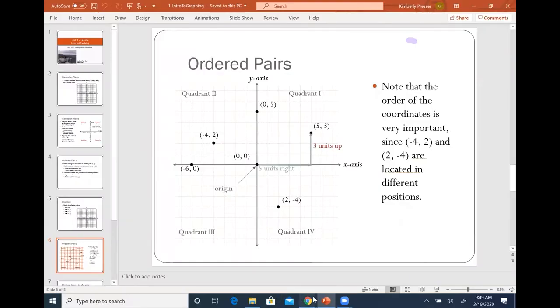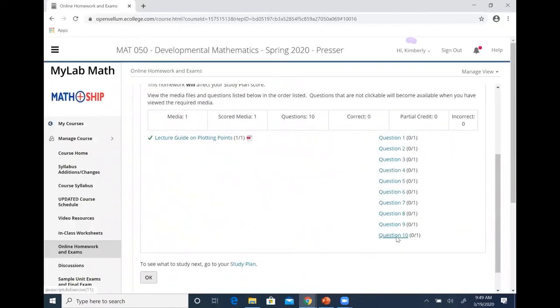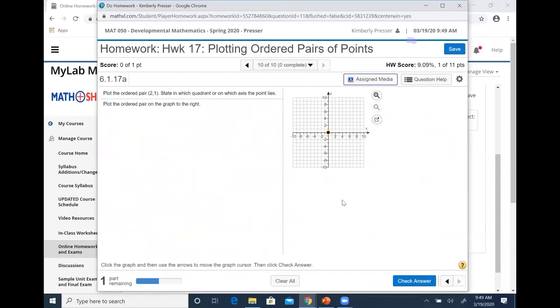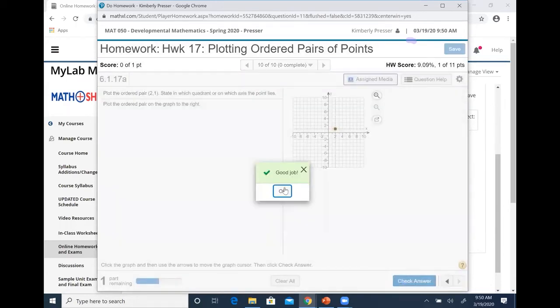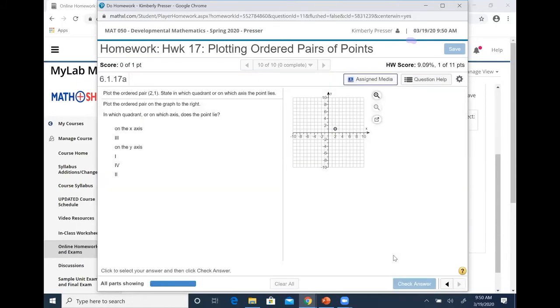I wanted to jump out to my labs to give you an idea. The first question I saw that was something with graphing was this: plot the ordered pair 2, 1. And when I go to do that in my labs, I click on the dot, move it 2 and up 1, and then I click again to say, yes, that's where I want the point to be. And that was okay. It's a little slow, I think, because I have so much stuff on the screen.